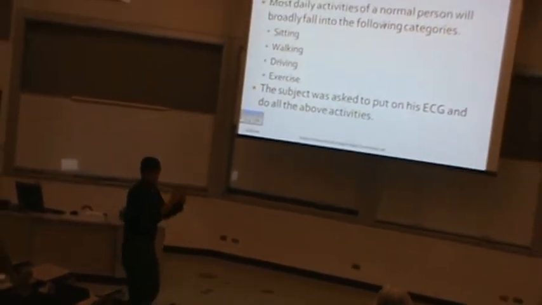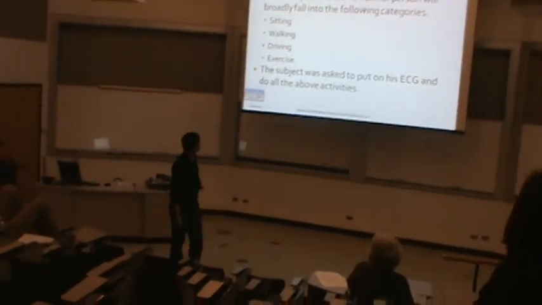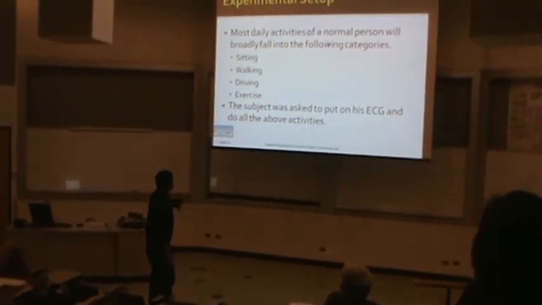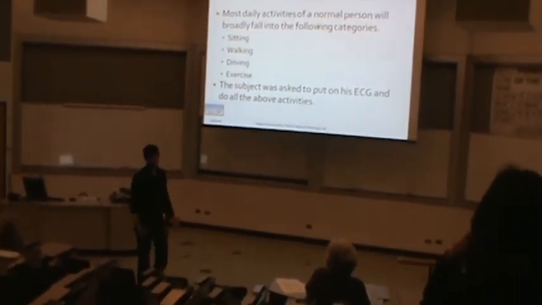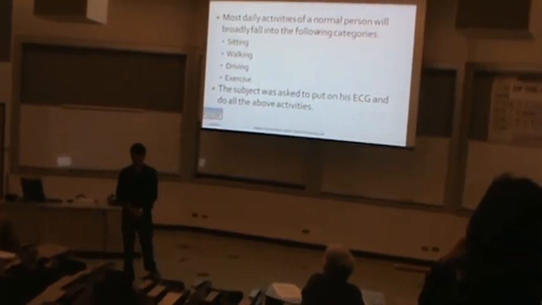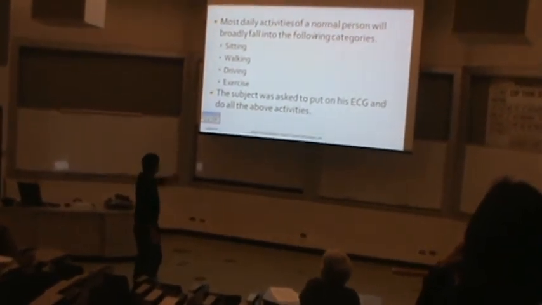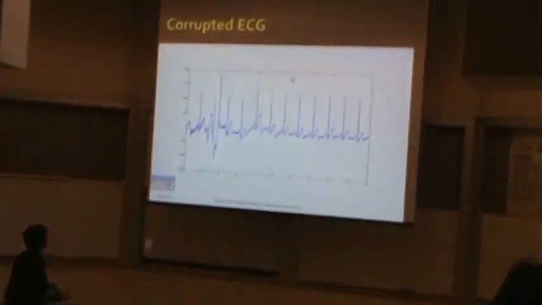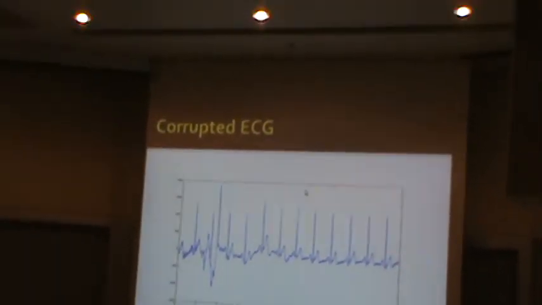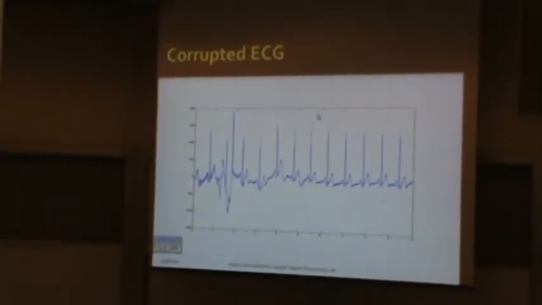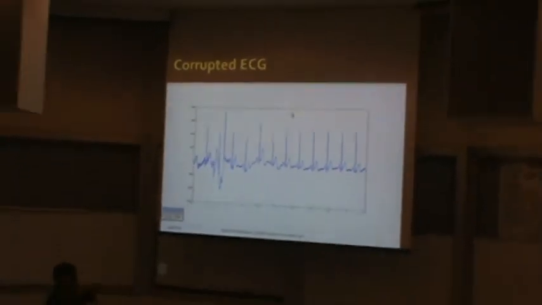Now, how do I take my signal for testing? What I did is, what a person does in his normal life: he sits, he walks, drives, and probably does a bit of exercise if he is health conscious. So I did all of these and I took my ECG. This is how a general corrupted ECG looks. It is a very general ECG, and it has all the noises that I spoke about.